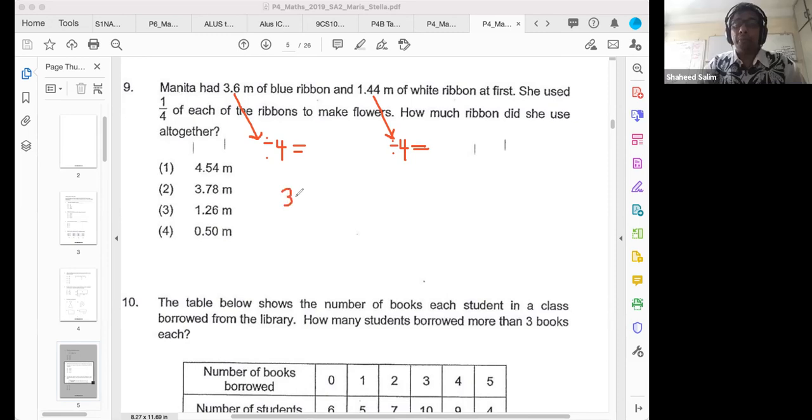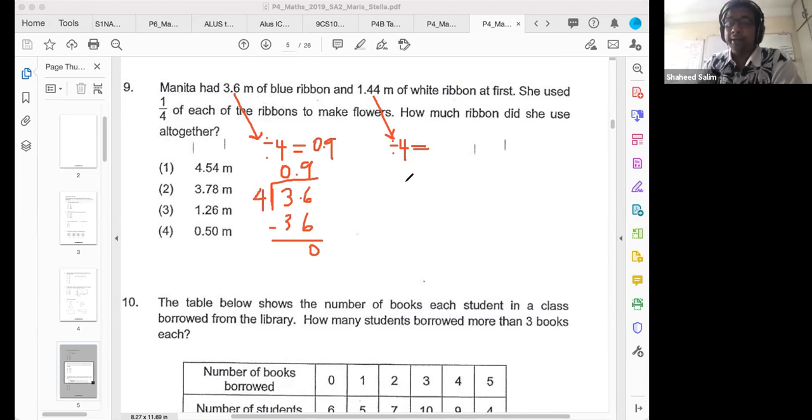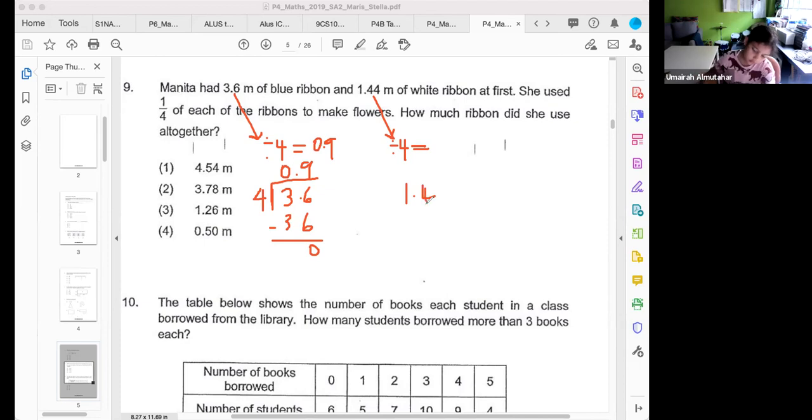We can take 3.6 divided by 4. Have you all learned how to divide decimals? Yes, right? 4 cannot divide by 3, but 36 can. But you need to put a 0 here because 3 cannot divide. Put a 0, then put a dot. 36, you get 9. Halas. Halas means done. 0.9. Halas means done, right? No, halal is different.